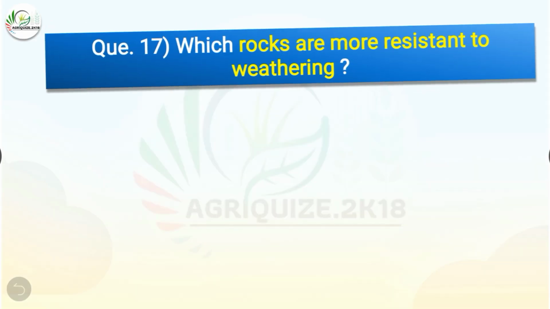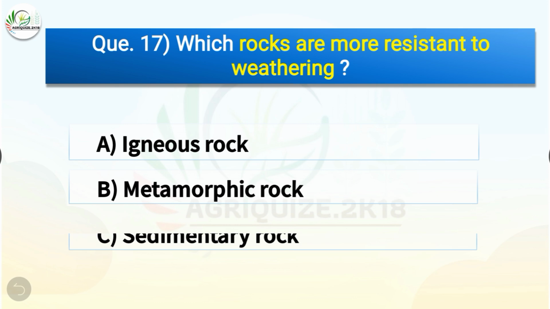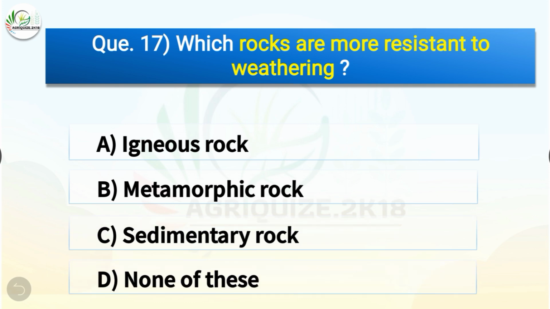Question number 17. Which rocks are more resistant to weathering? The options are igneous rock, metamorphic rock, sedimentary rock, or none of these. The correct answer is option C, sedimentary rocks. So, sedimentary rocks are more persistent to weathering.